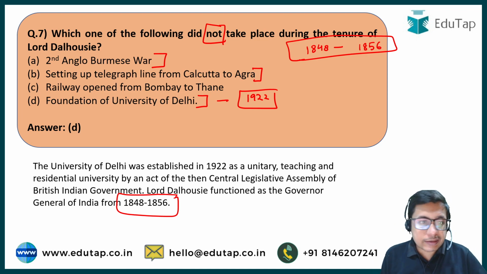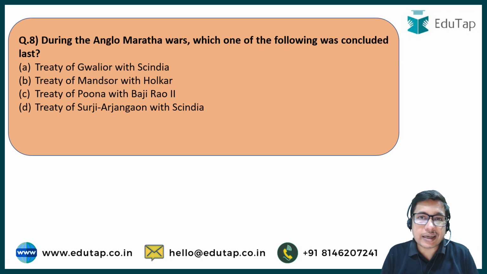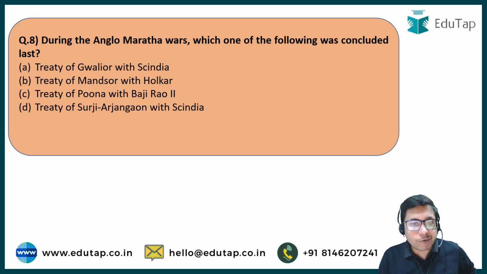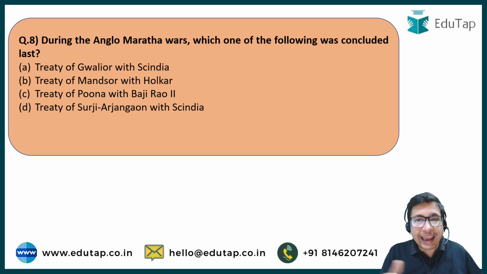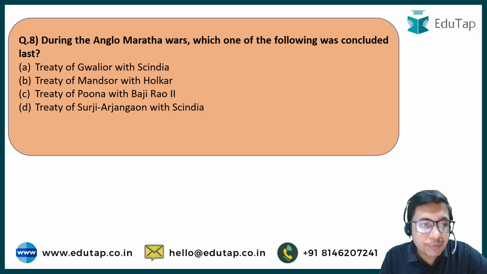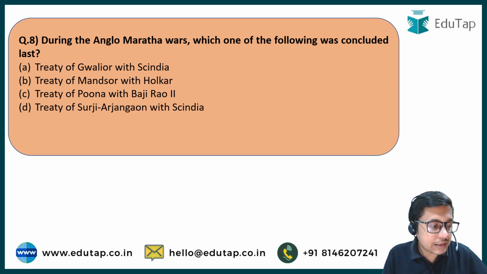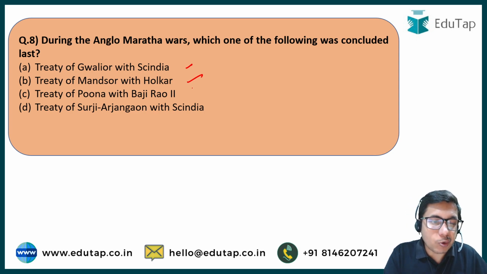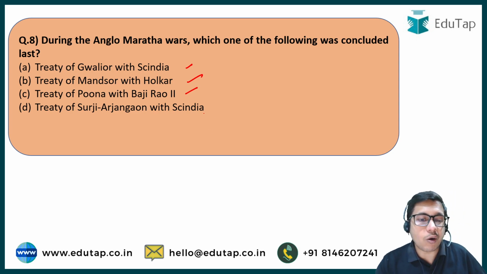Next up, let us talk about question number 8. It is about the Anglo-Maratha Wars, the series of wars between the Maratha Confederacy in India and the British power. During the Anglo-Maratha Wars, which of the following treaties was concluded last, the latest among these? The options are: the Treaty of Gwalior with Scindia, the Treaty of Mandsaur with Holkar, the Treaty of Pune with Bajirao II, and the Treaty of Surji Arjan Gaon with Scindia.